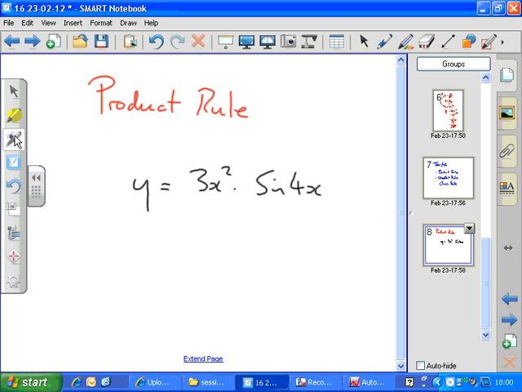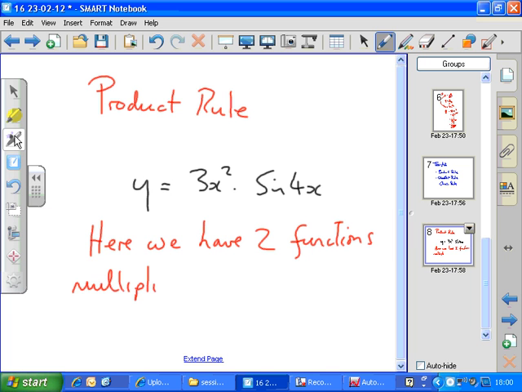If I've got a situation like that, I use the product rule, because product means multiply. The product rule is for when you've got two functions multiplied together. So here, we have two functions multiplied together, so we use the product rule.